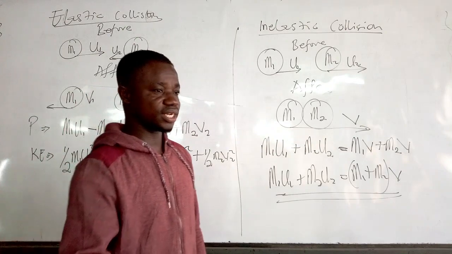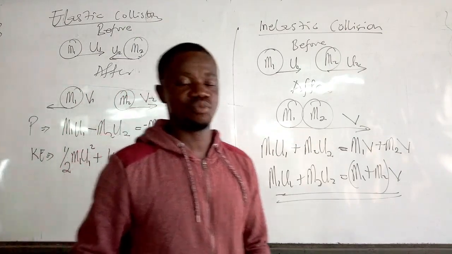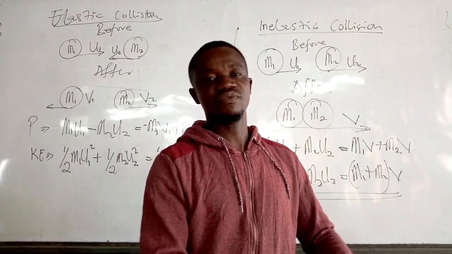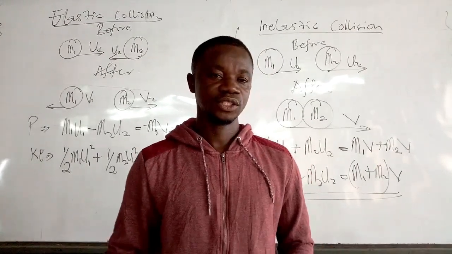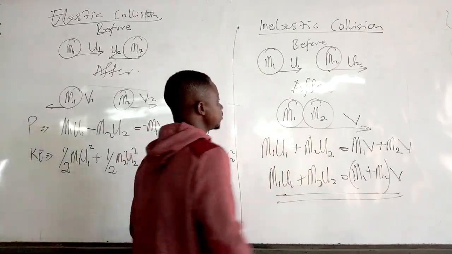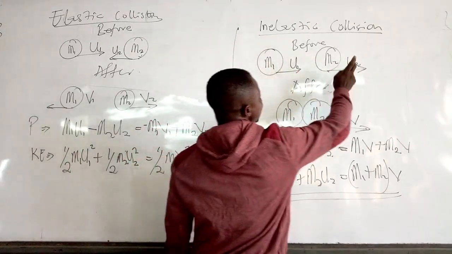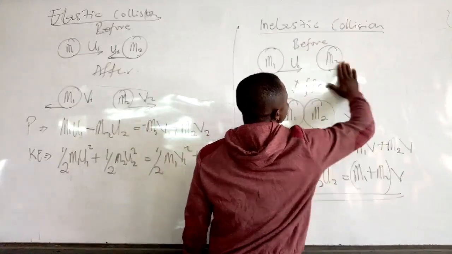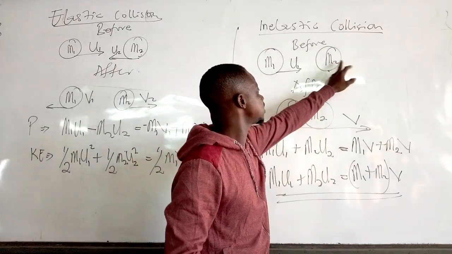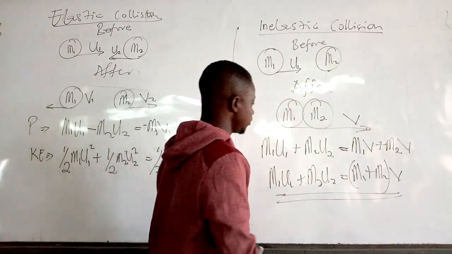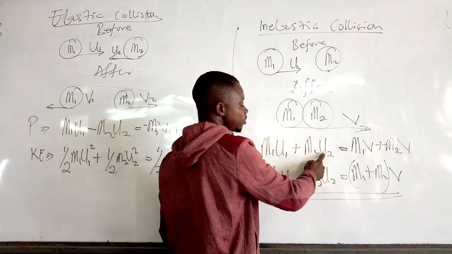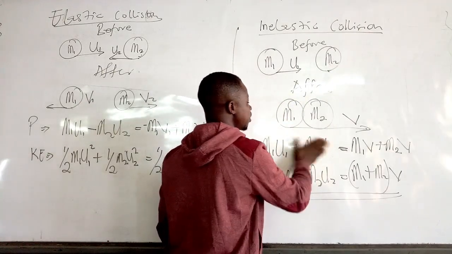Now, let me bring in this. It is not always that the two bodies will be in motion. Sometimes one of the bodies will be moving whilst the other is not moving. So you have a moving body colliding with a stationary one. Let's suppose that M1 is moving but M2 is stationary. It means that the initial velocity of M2 is 0. 0 times M will give us 0.